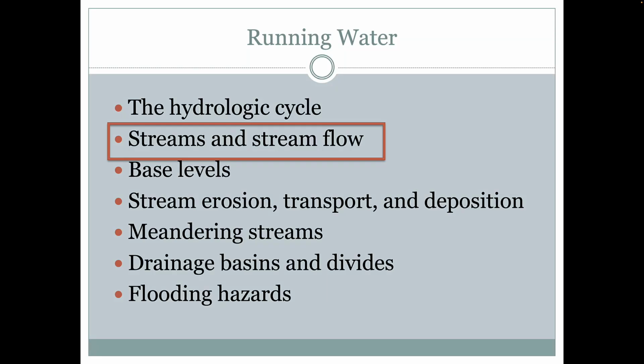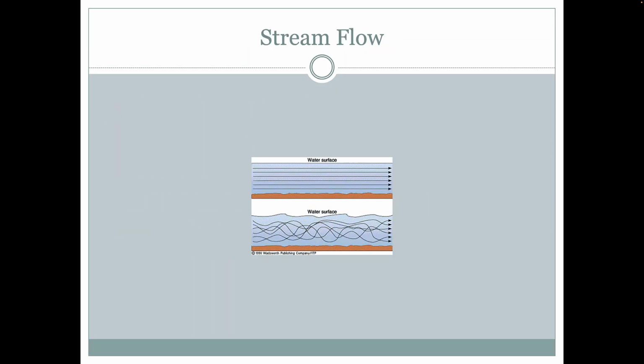Let's talk about the ways in which streams flow. In physics, there's two types of flow. There's something where one layer is flowing over another layer, and that's called laminar flow. And laminar flow is shown on the top here. Laminar is L-A-M-I-N-A-R. Like if you laminate something, you seal it in flat layers.